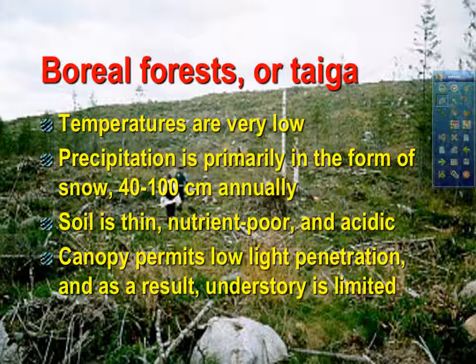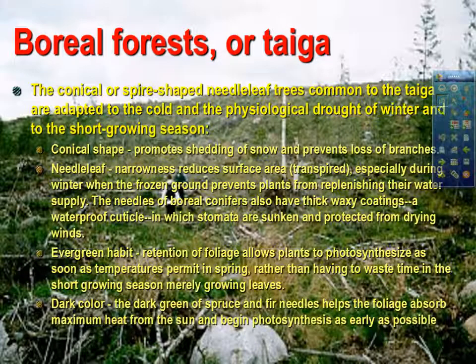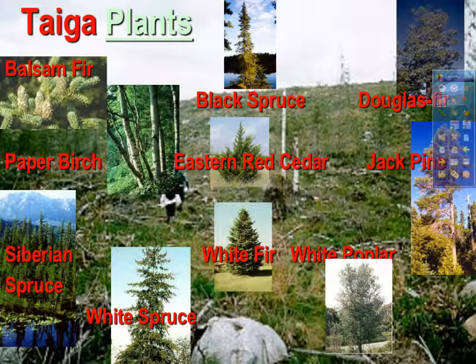The canopy has low light penetration, so limited understory. The trees are commonly coniferous or evergreen trees. So you're seeing the leaf pattern that's a needle pattern as opposed to a broadleaf pattern. So that's the big difference between the taiga and the temperate forest, is the shape of the leaves on the trees. And then you see the different options there for trees, so just some of the examples.